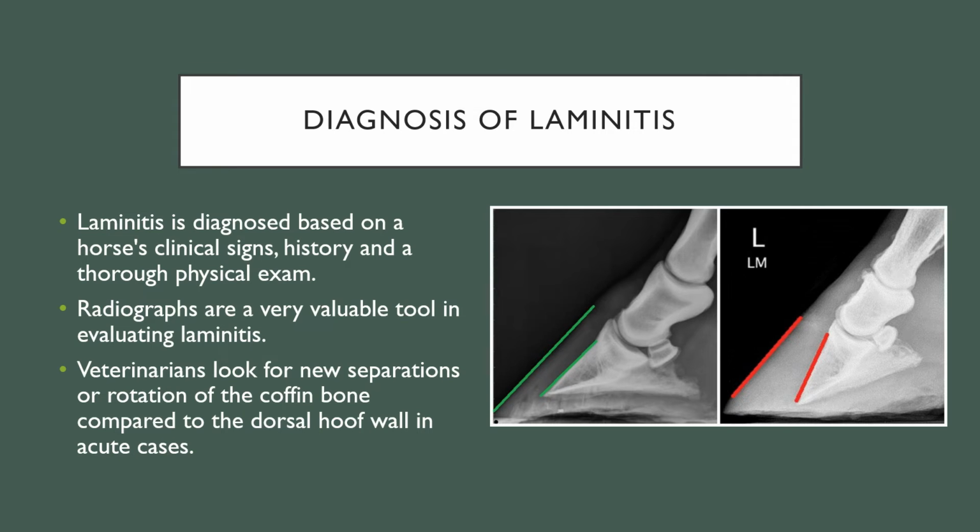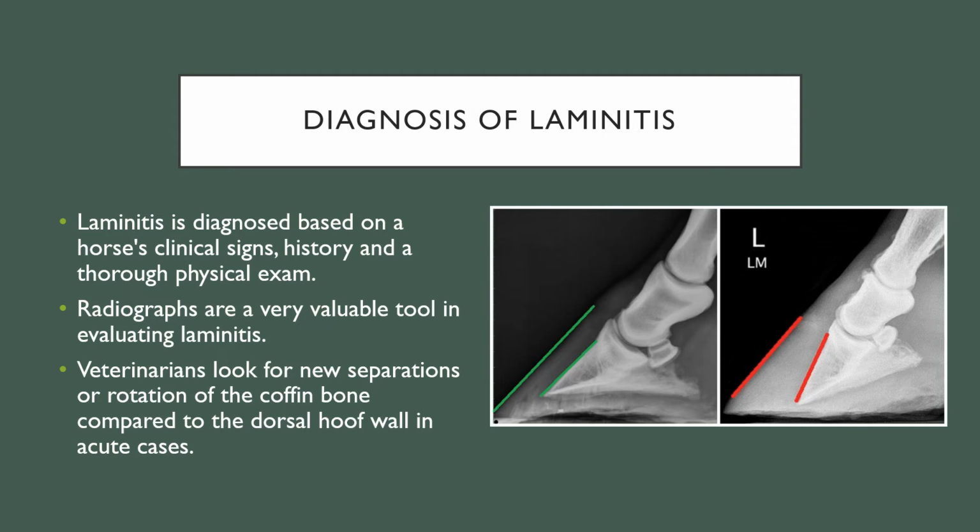Vets also look for new separations or rotation of the coffin bone compared to the dorsal hoof wall in acute cases. They would look for bony changes in the coffin bone that would indicate a chronic history of laminitis. The image here shows an X-ray taken of a horse's foot with and without laminitis.